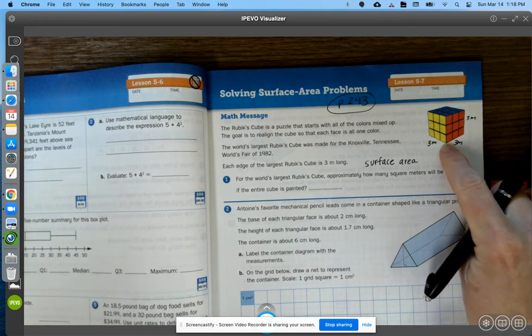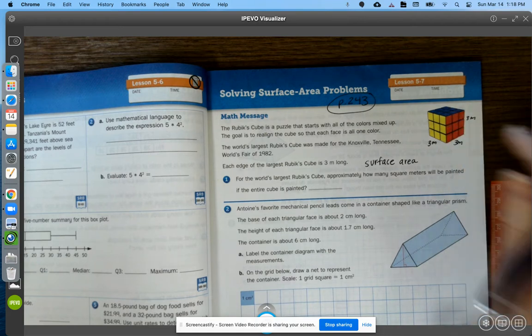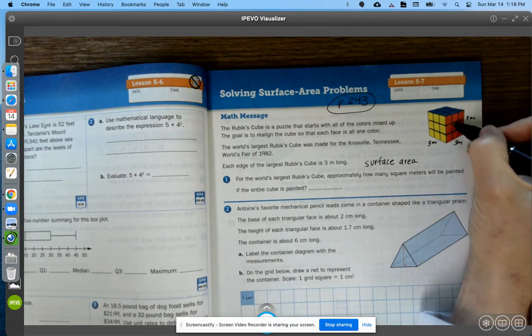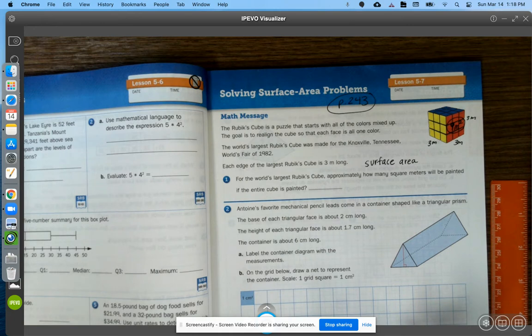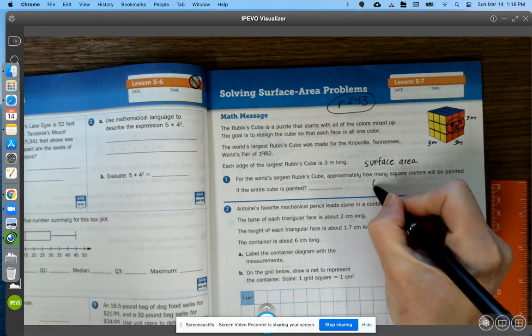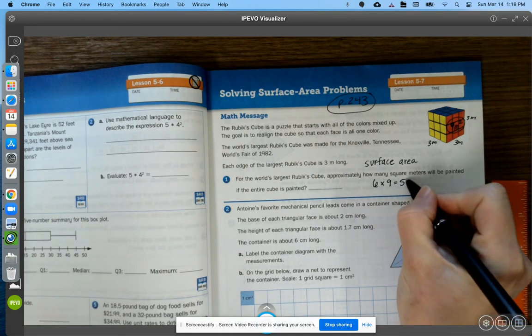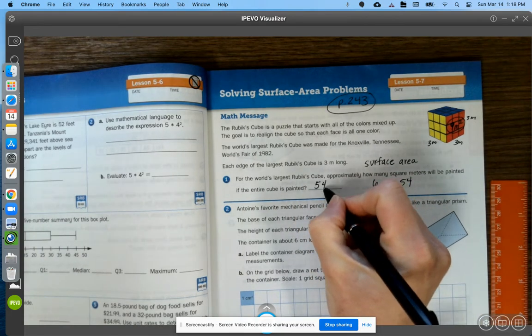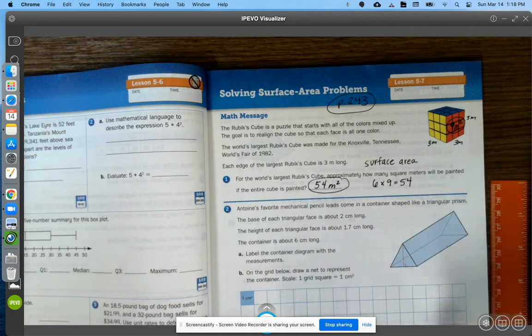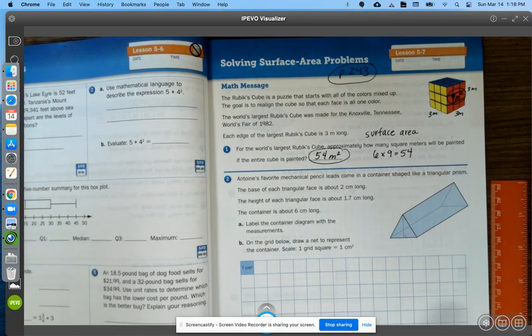So here we have a 3 by 3. So this red face here has an area of, let's see if I can write it, 9 meters squared, right? And so that means all 6 faces are going to have an area of 9 meters squared. So 6 times 9 equals 54. So that entire cube would have an area of 54 meters squared. It's a pretty huge Rubik's Cube, right? All right. So we are practicing surface area today.